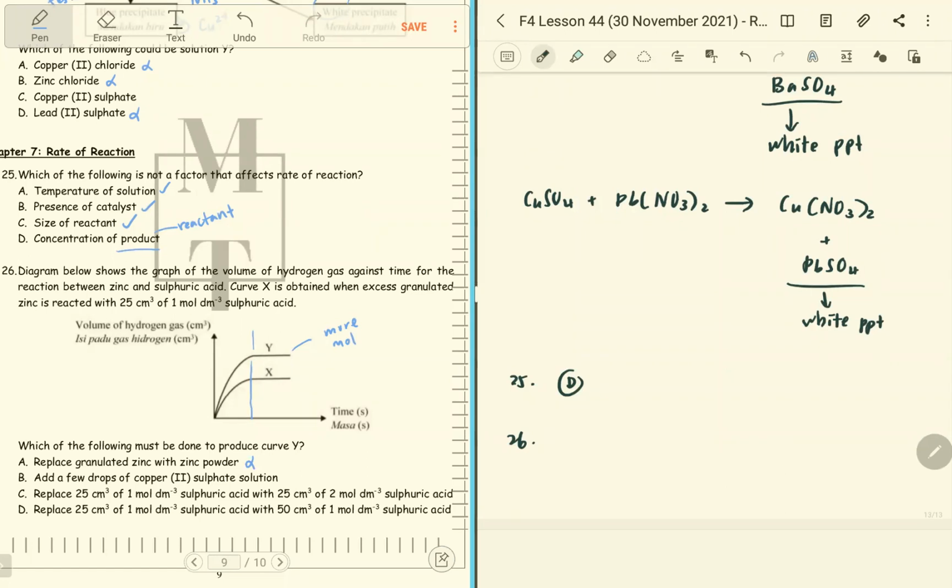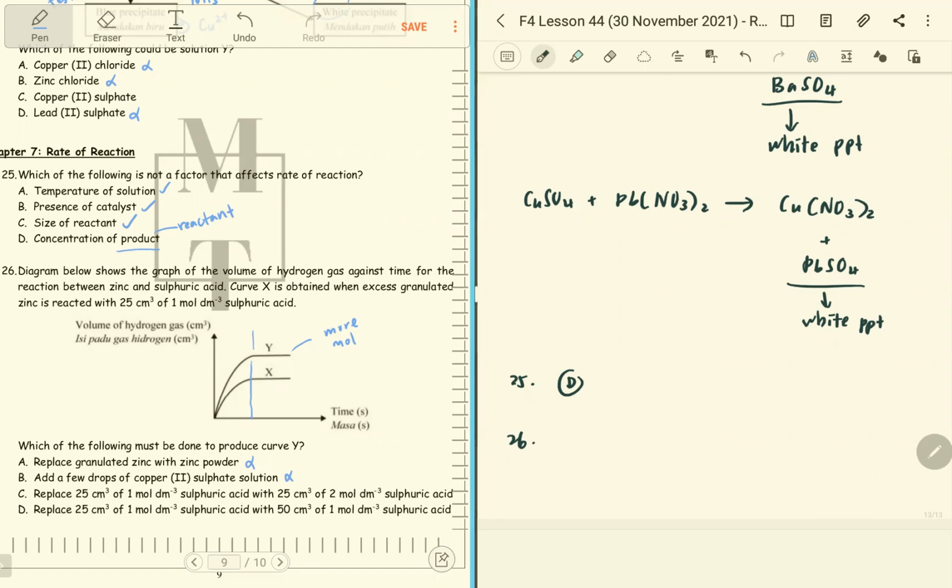Next one, add a few drops of copper 2 sulfate solution. Here they are suggesting to put a catalyst. So you are trying to put something foreign, then this one is actually a catalyst. So this is not the answer, because by giving a catalyst, you will not produce a higher concentration. You will not produce a higher mole.